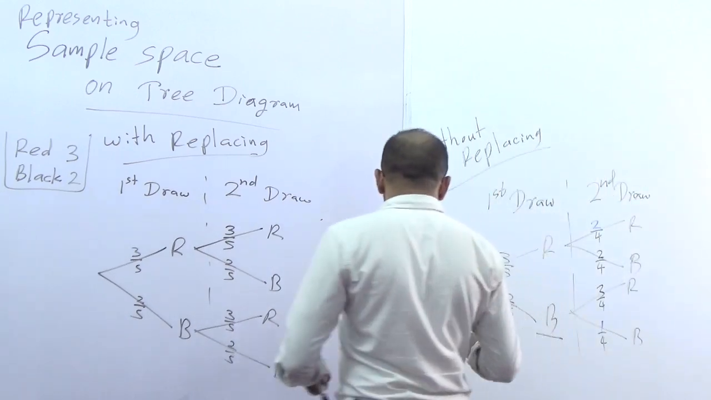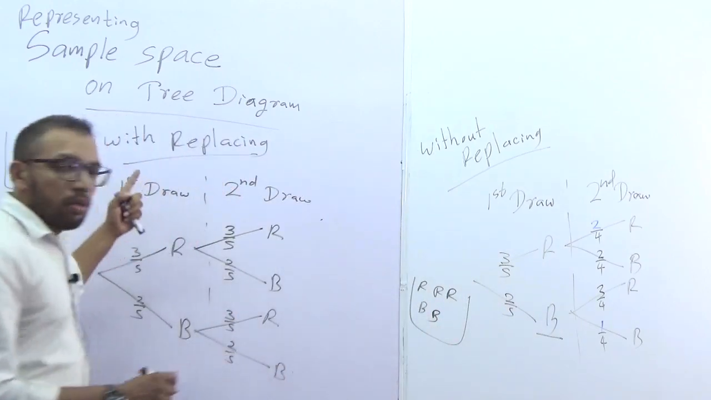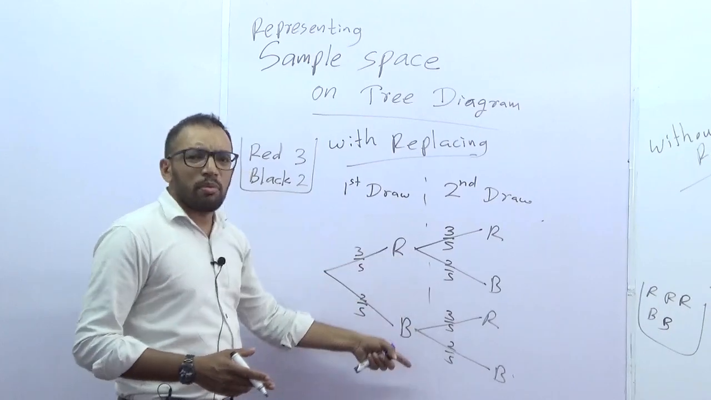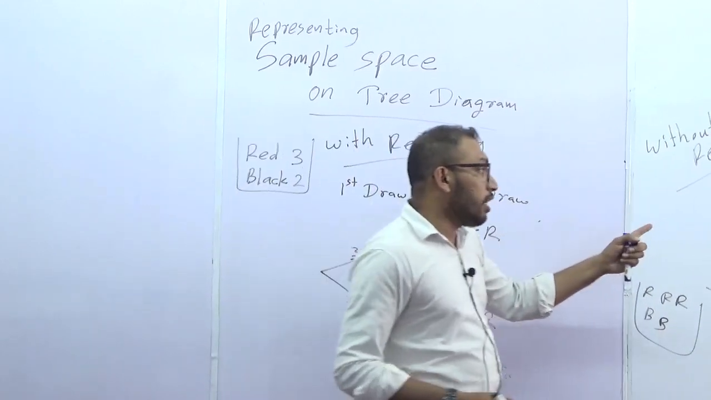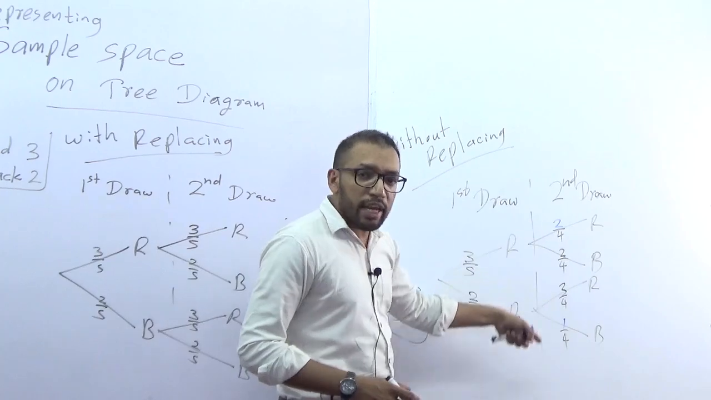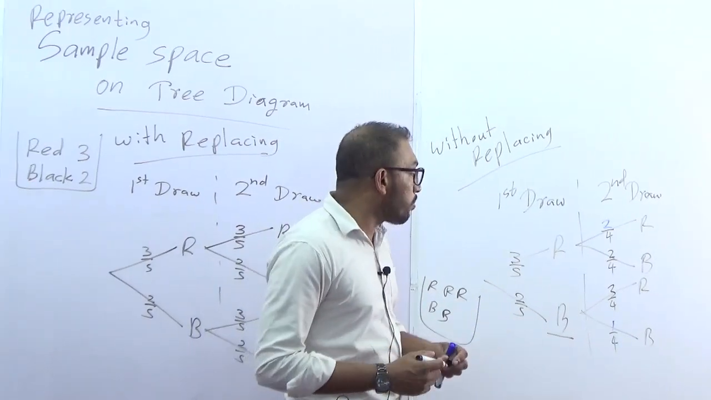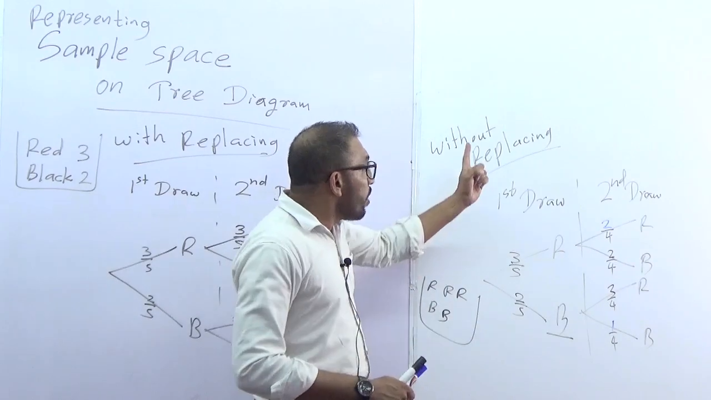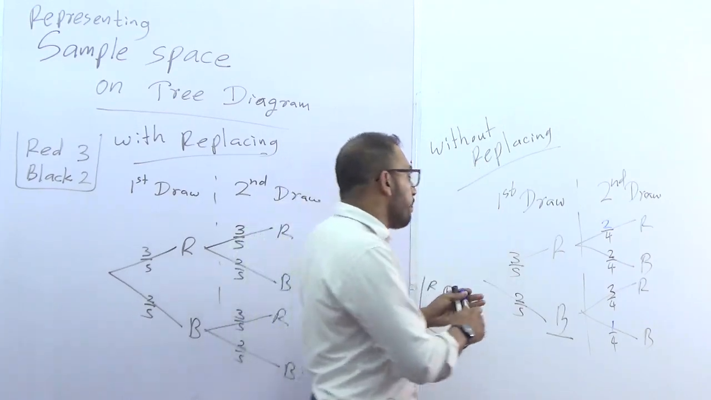Then with replacing, this is the tree diagram. No worries, same amounts are repeated. But without replacing, we have to think logically, we have to argue, and we should take like this. But there is a short method. Now I taught you logically, and there is a short method for without replacing in the tree diagram.